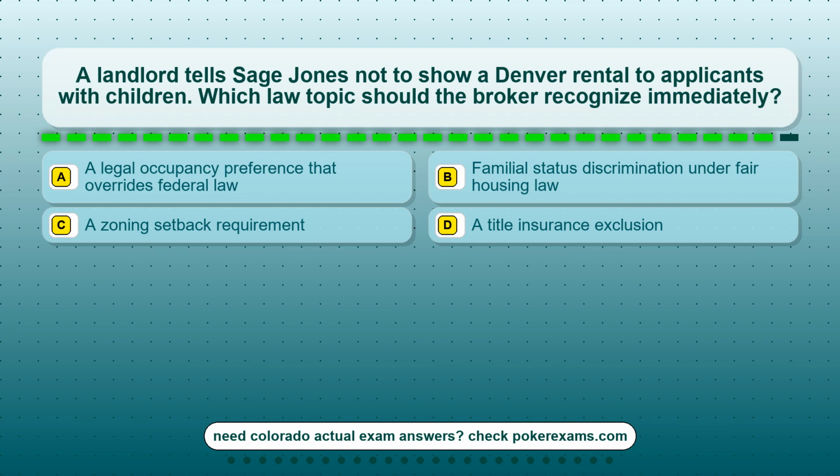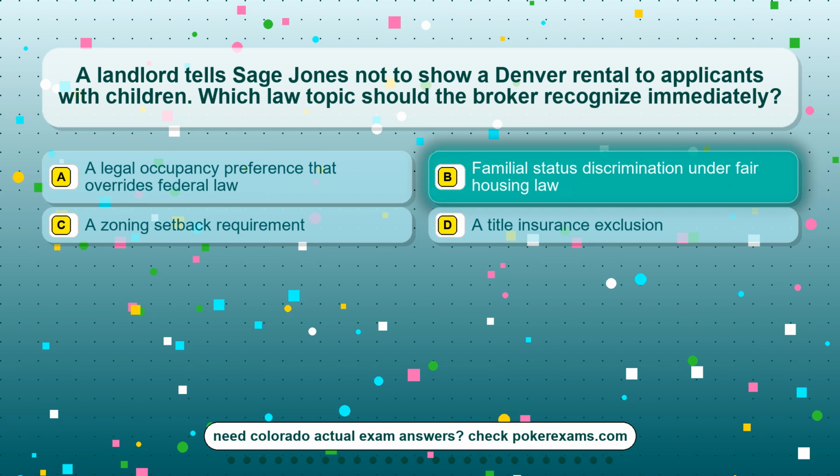Question 19. A landlord tells Sage Jones not to show a Denver rental to applicants with children. Which law topic should the broker recognize immediately? Option A, a legal occupancy preference that overrides federal law. Option B, familial status discrimination under fair housing law. Option C, a zoning setback requirement. Option D, a title insurance exclusion.